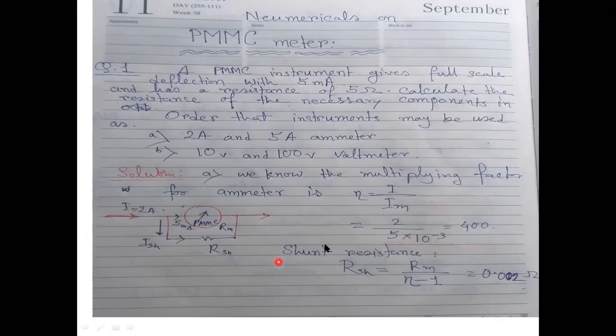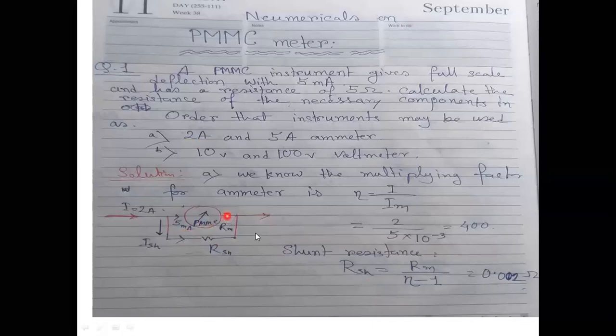Okay, and we know the shunt resistance. What is the formula of the shunt resistance? The shunt resistance formula is Rs equal to Rm by (multiplying factor minus 1). So it is coming 0.002 ohm. This is the shunt resistance. So this amount of low resistance we should use to measure this 2 ampere current. The maximum current will flow through this 0.002 ohm, and a very nominal amount of current will flow through the PMMC. Then we can measure this 2 ampere range.